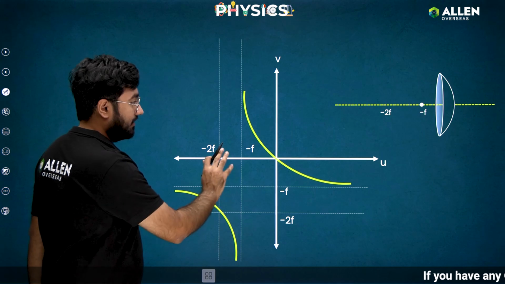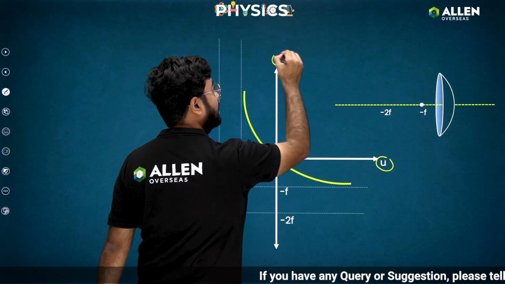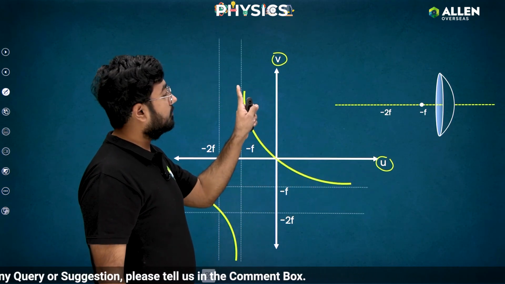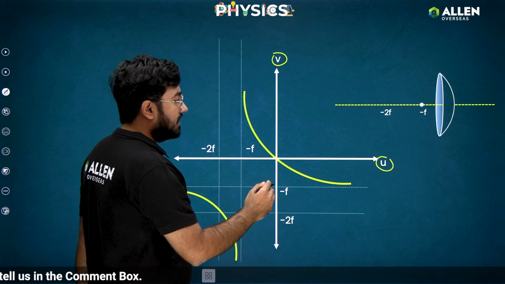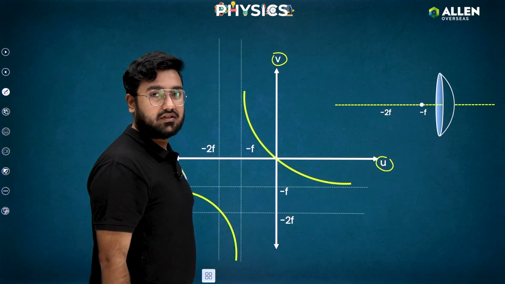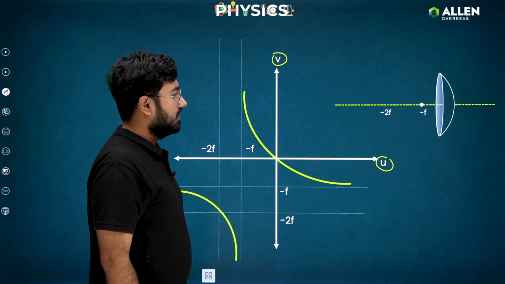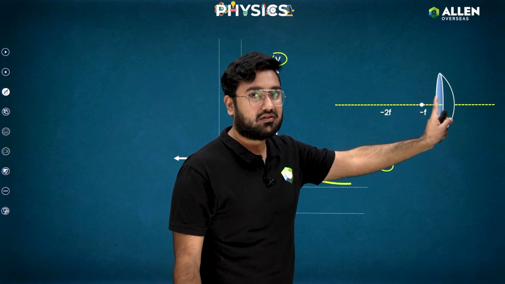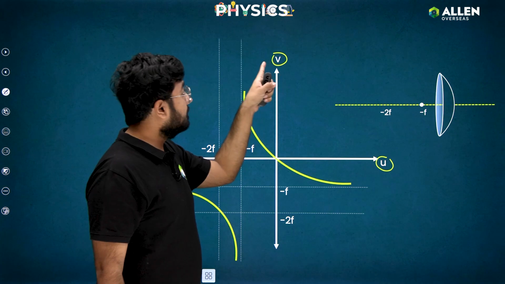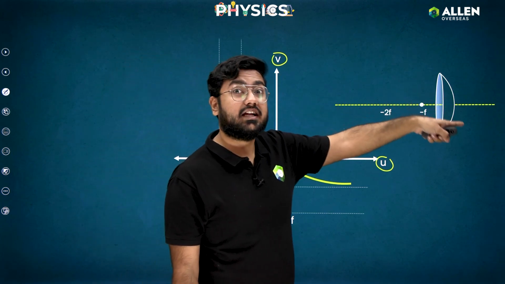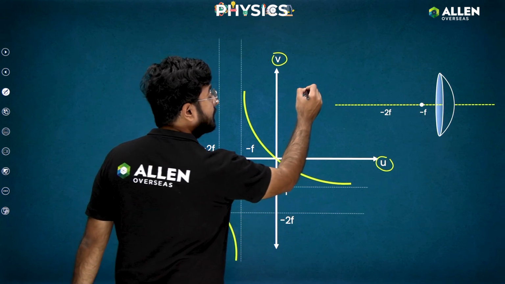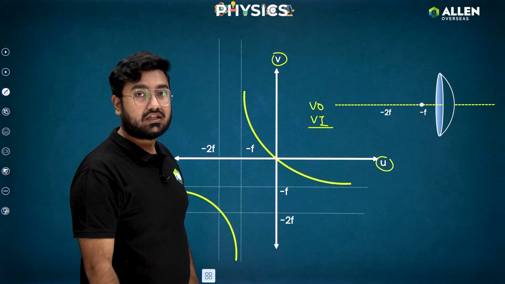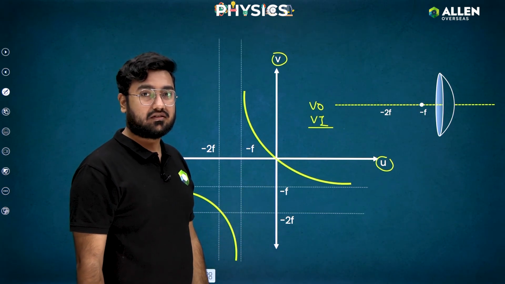So here, this is a curve between u and v. So u will tell you about the object, v will tell you about the image, right? Now if u is positive, that means the object is behind the mirror. And v is positive, that also means the image is behind the mirror. That means this is the case of a virtual object forming a virtual image.